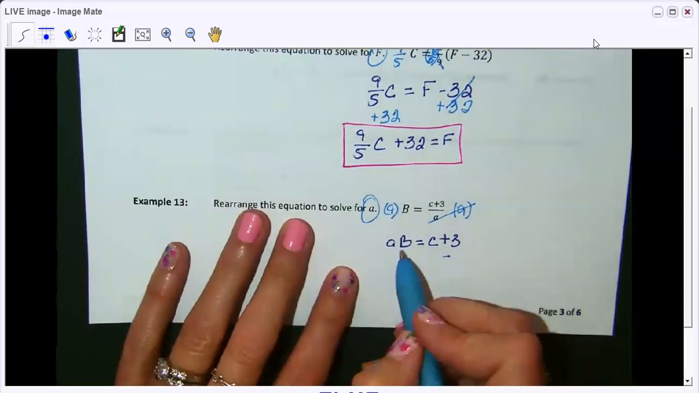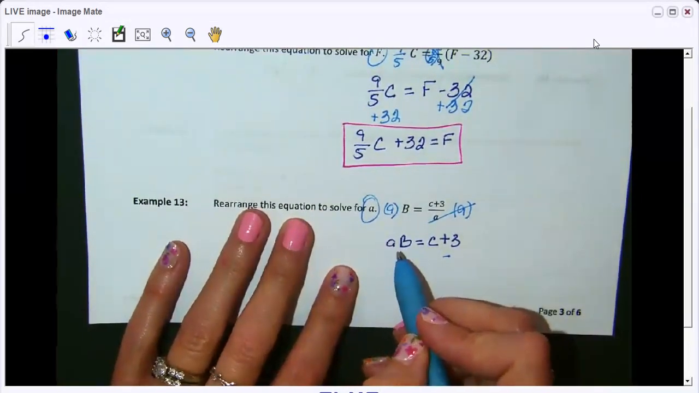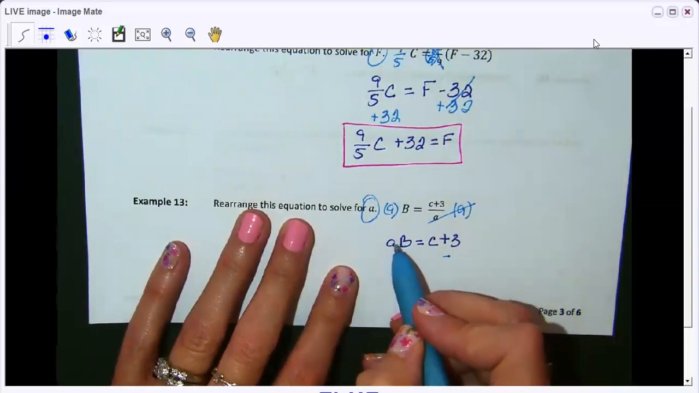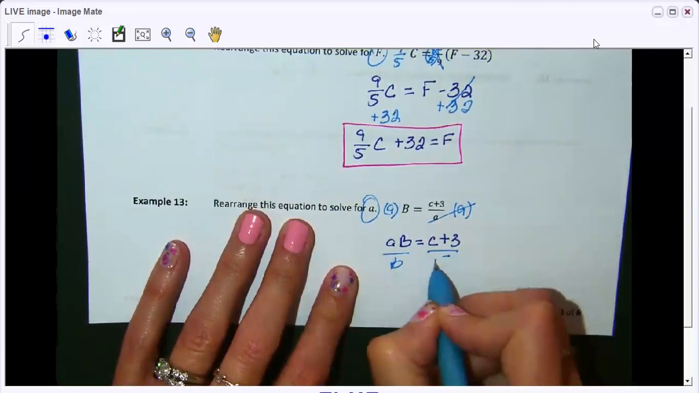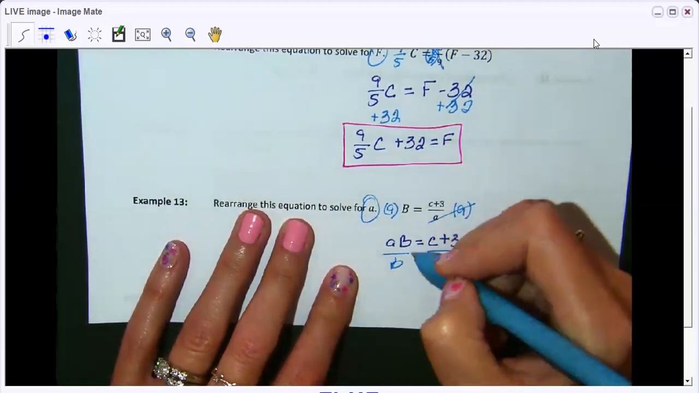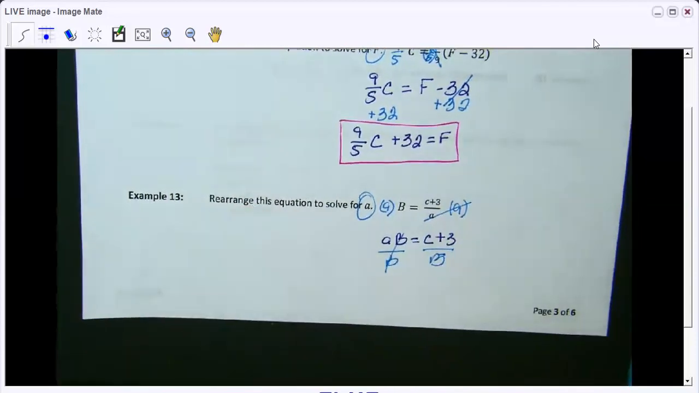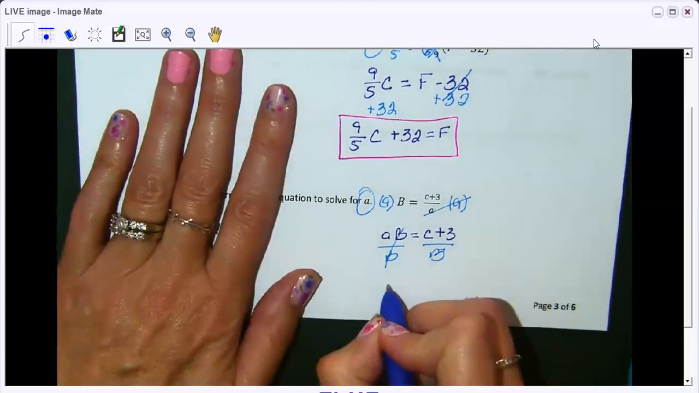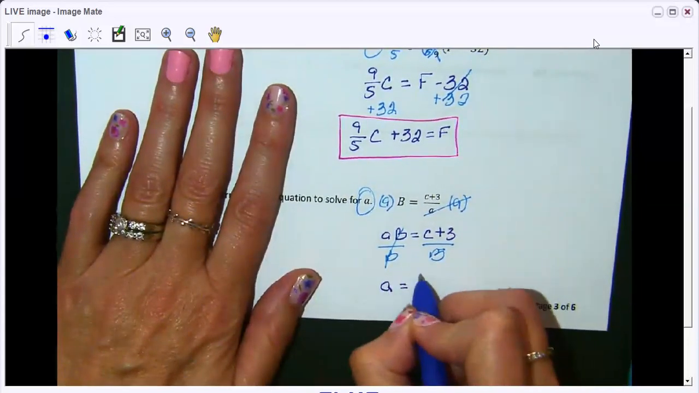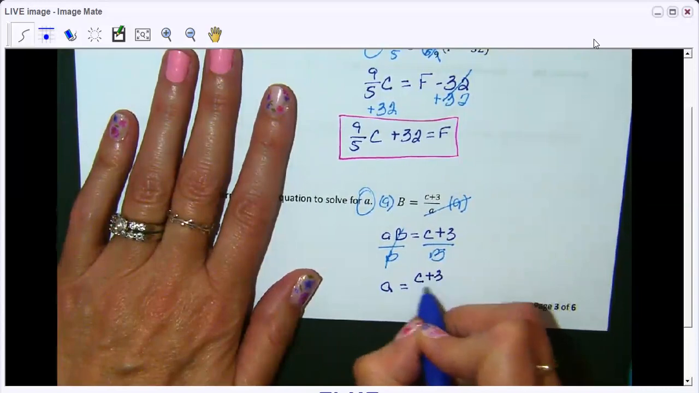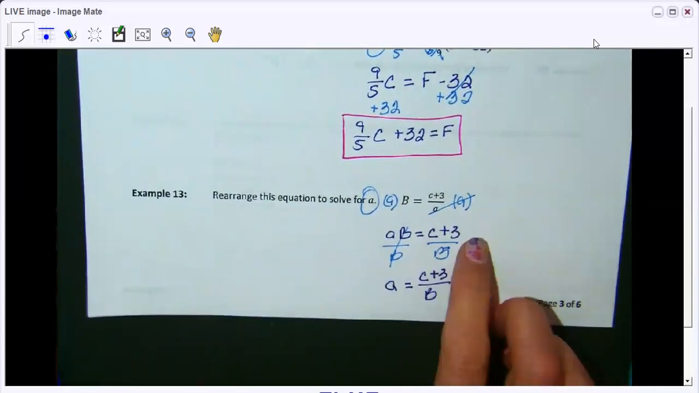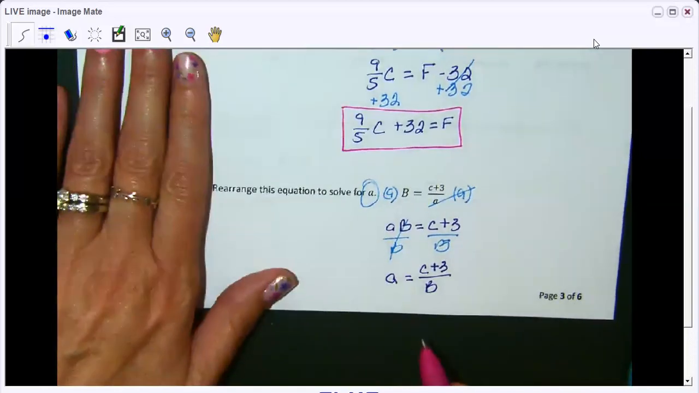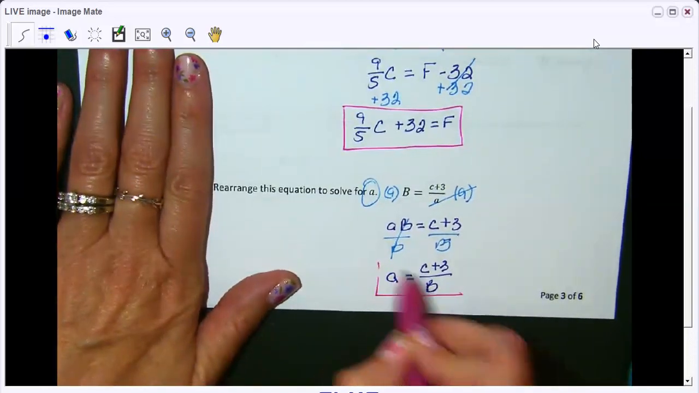All right, now we have to isolate A by dividing both sides by B. I almost messed that up. No, you're not, because you asked me and I said the other thing. Okay, so here we go. Our answer is A equals C plus 3 over B. Now, if we would have been solving for C, we would have subtracted 3, but we were not solving for C. We were solving for A.